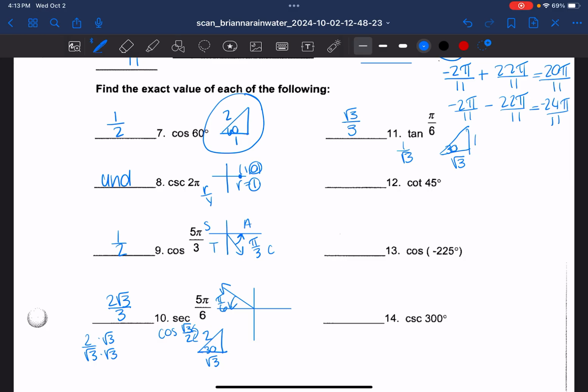Cotangent of 45 degrees. So either I picture a 45-degree triangle in which x and y are both 1, or that would be bending my middle finger on my left hand, and I would count the number of fingers to the right over the number of fingers to the left. Either way, we have a number over itself, which is 1.